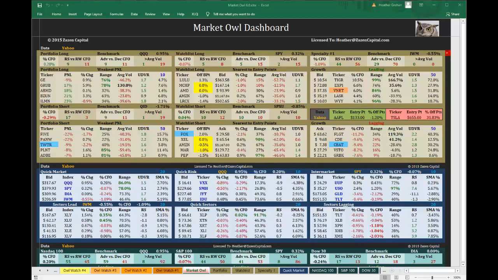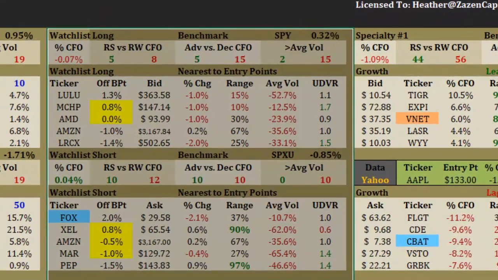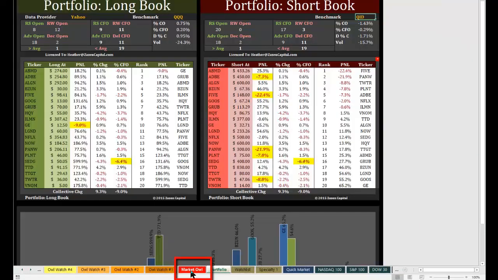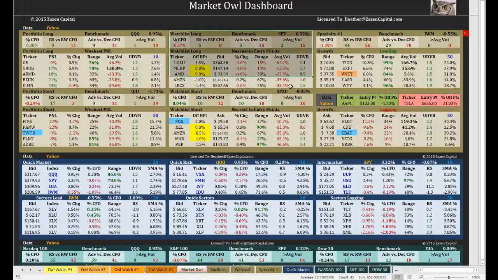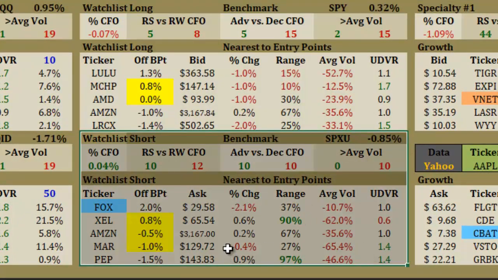This is a Market Owl dashboard tutorial. Today our focus is watch lists. It's similar to the portfolio long and short sections. On the main Market Owl dashboard page, which is the red tab, you have a long watch list and a short watch list. They're formatted exactly the same.